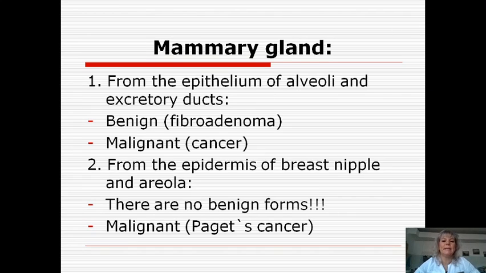In the mammary gland, from the epithelium of alveoli and excretory ducts, benign has the name fibroadenoma and malignant, breast cancer or mammary gland cancer. From the epidermis of breast, nipple and areola, there are no benign forms, and the malignant tumor has the name Paget cancer.